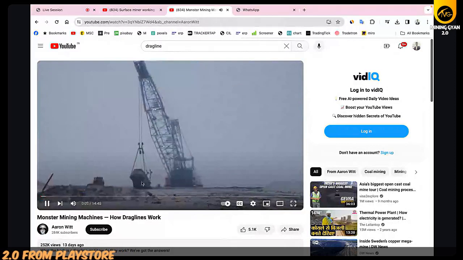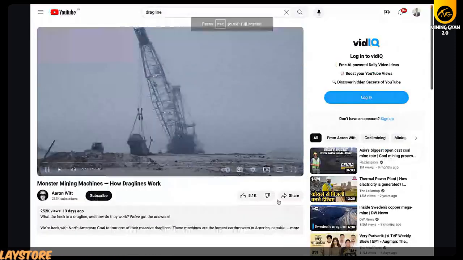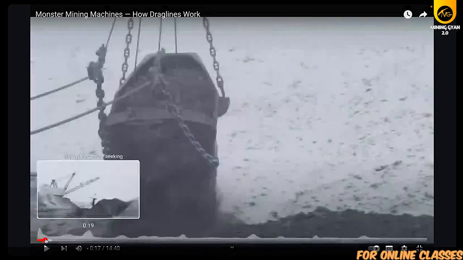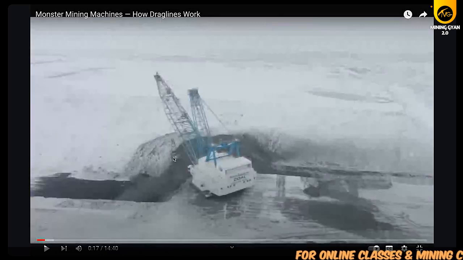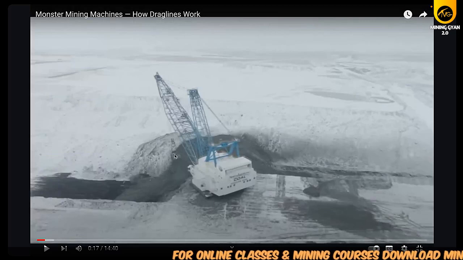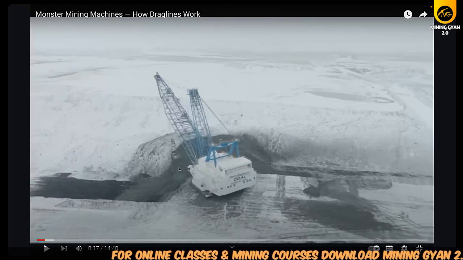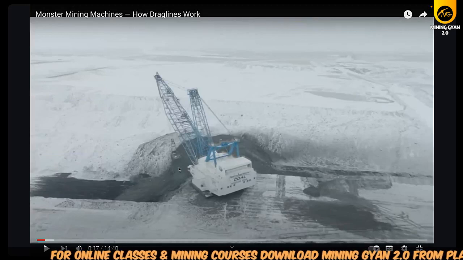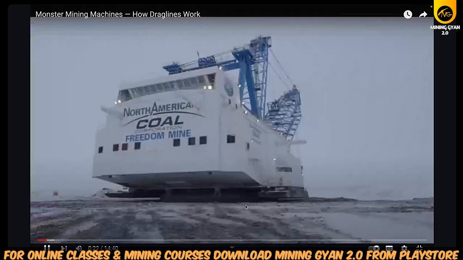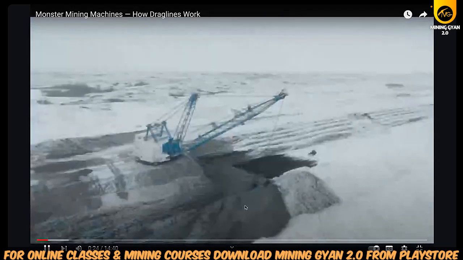And this is the hoisting. Throw this bucket onto the overburden. This overburden is very fine, so the bucket will be filled with the OB due to its own weight, because the bucket weight is very high. When it is filled, it will throw the OB from one place to another.